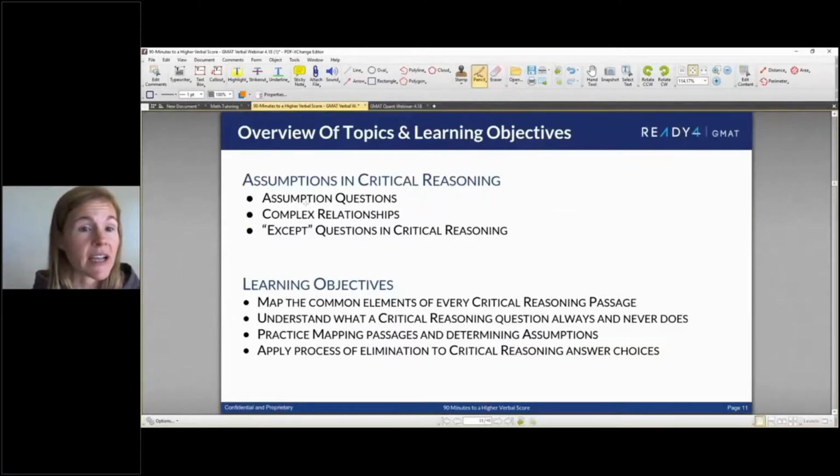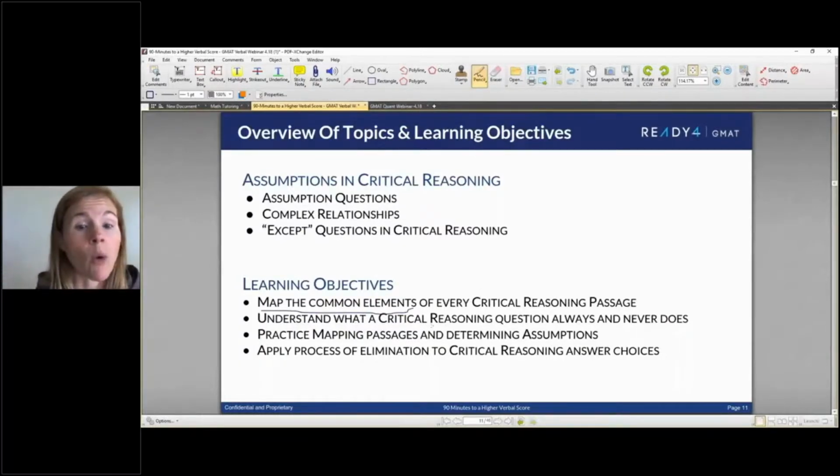Assumptions in critical reasoning, we'll be doing assumptions, then the more complex relationships, and then we'll be doing an accept question, okay? So our goal here is that we're going to be able to map how the passages work. Frequently, people will try to answer these critical reasoning questions without really understanding what an argument is, and you have to understand what an argument is in order to evaluate it, okay?